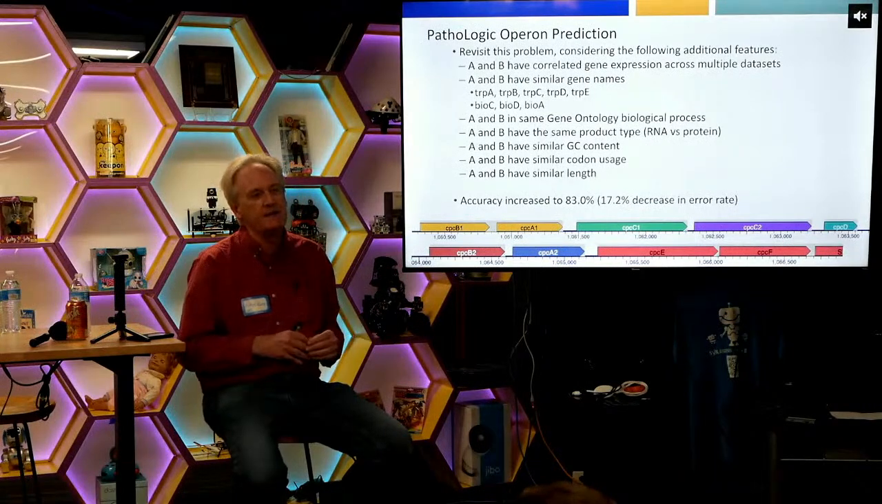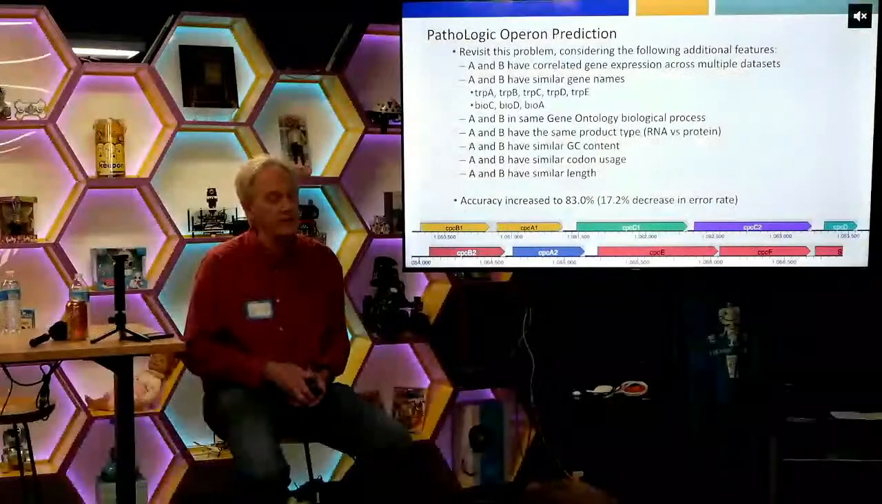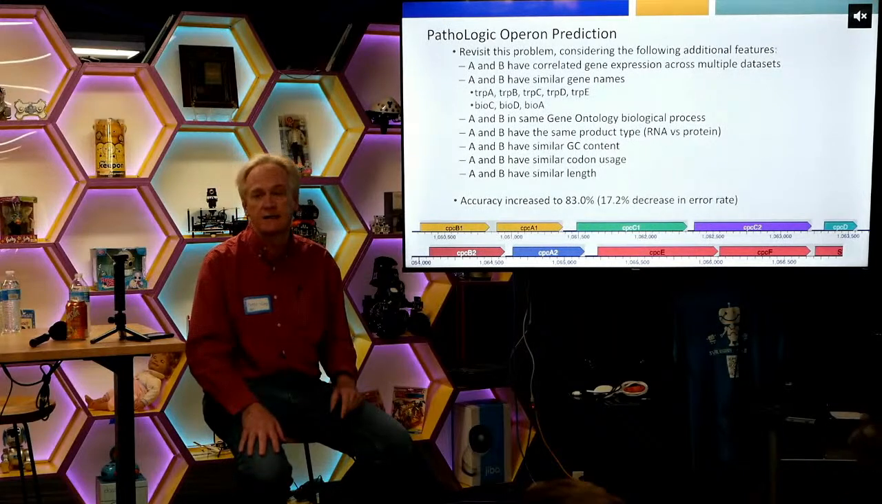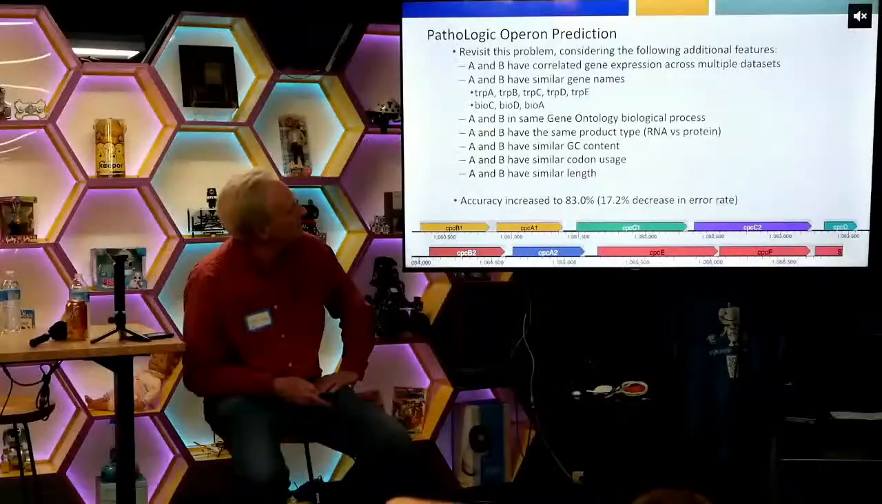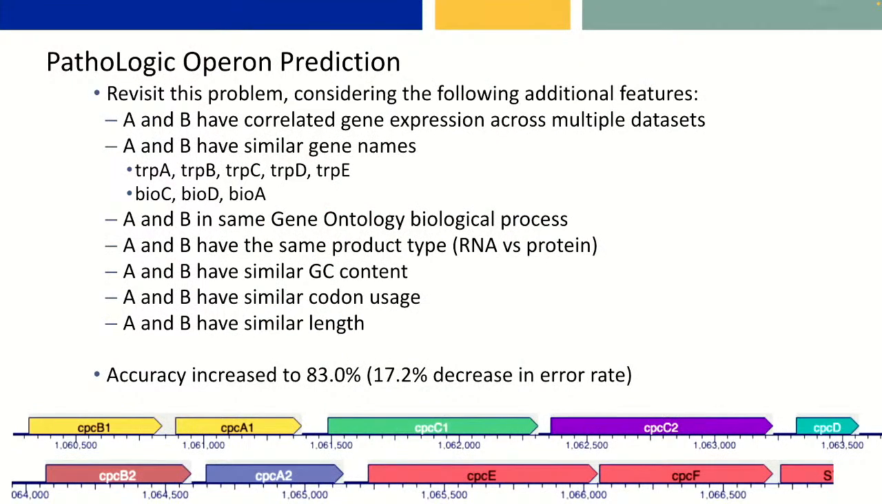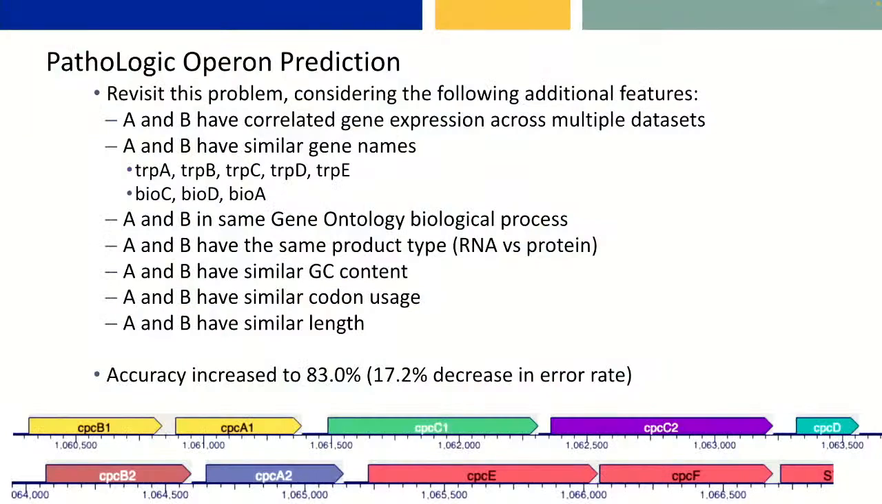Now it's true that for a long time, some of the annotation pipelines, like the NCBI PGAP, would not assign gene names, but they've fixed that. Also, we've found that NCBI now has many more gene ontology terms present in its annotations. Just in the last couple of years, they've improved that a lot. We also looked at things like, do A and B have the same product type? Do they have similar GC content or similar codon usage? And even do they have similar length? Just under the idea that maybe if they had radically different lengths, they might be doing very different things.